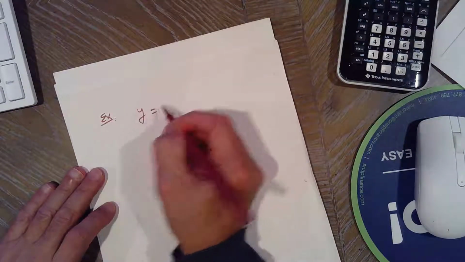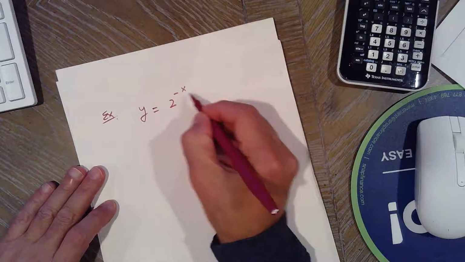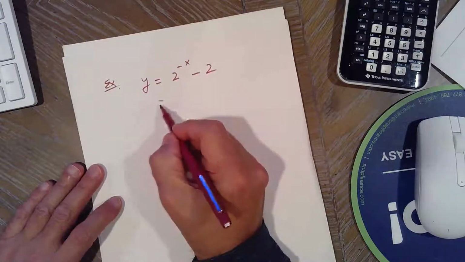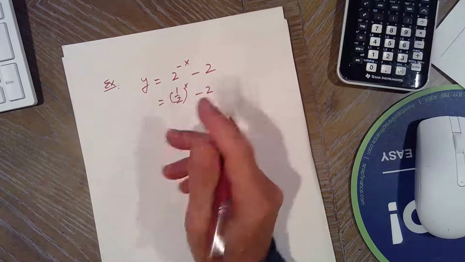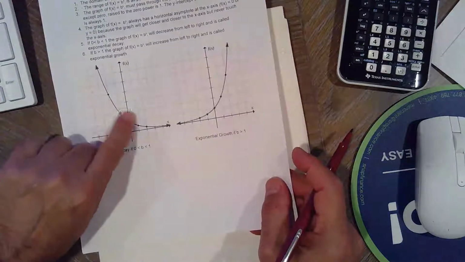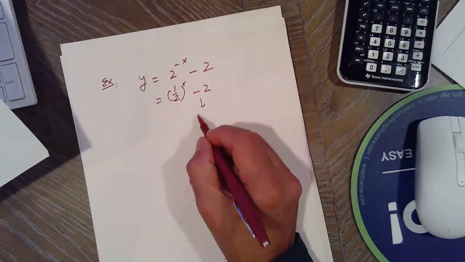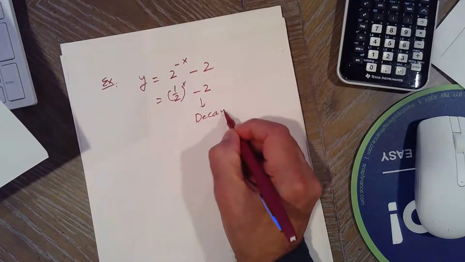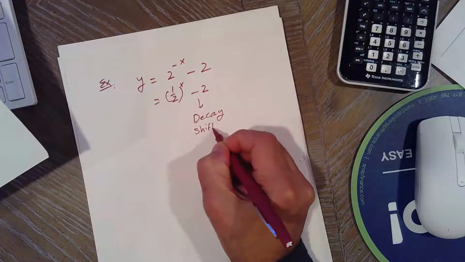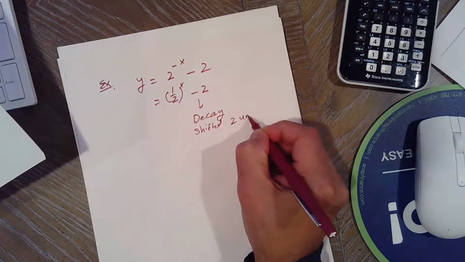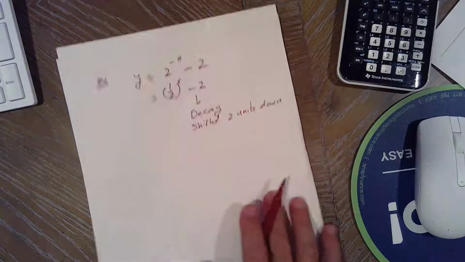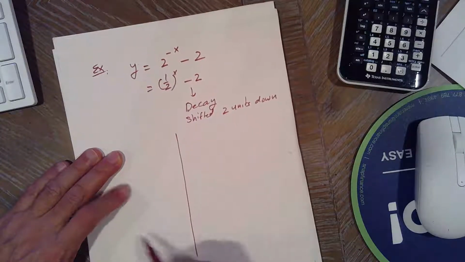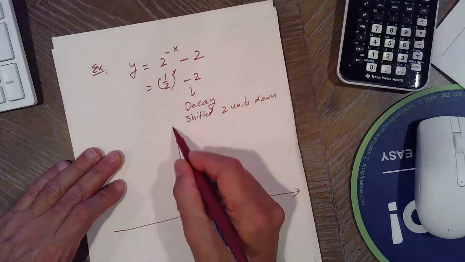Same questions. y equals 2 to the negative x minus 2. So remember, 2 to the negative x is the same thing as 1/2 to the x. So it's an example of exponential decay. The base is between 0 and 1. It's shifted 2 units down. So it's decay shifted 2 units down. So decay, it's decreasing, shifted.